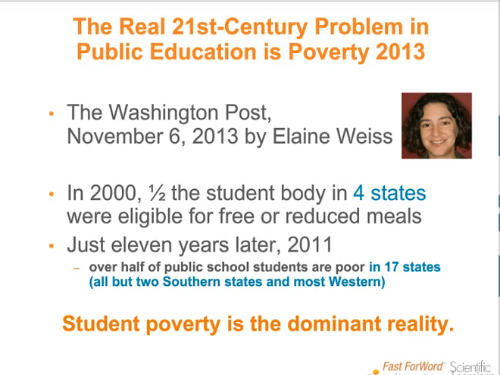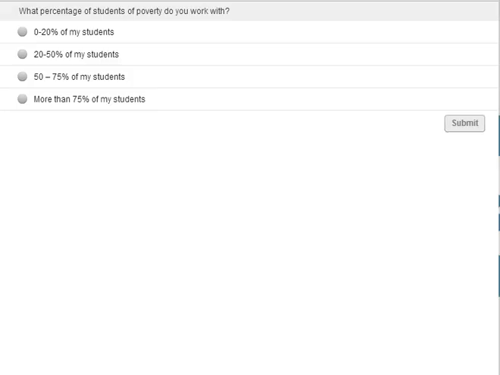Now, for me to be able to present well, I love to learn about my participants. So this is a poll question I'd like you to answer. You just click on the right answer for you. I'd like to know what percentage of students of poverty you work with. Do you work with 0 to 20% of your students are students of poverty, 20 to 50%, 50 to 75% or more than 75%? Just go ahead and click on which of those buttons is appropriate for you and click the submit button.